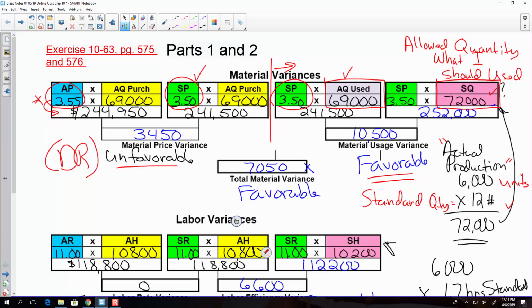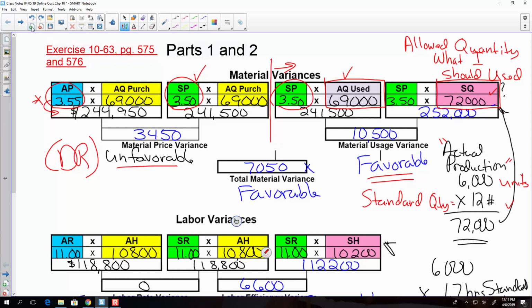So when we compare now the price to the usage variance, one is unfavorable, one is favorable, we can net the two together or take the difference and say, well, that difference is 7,050. Obviously my favorable number is bigger than my unfavorable number, so in total then I have a favorable material variance of 7,050. So let's make that journal entry for the usage.